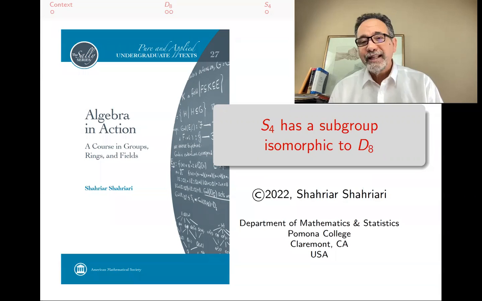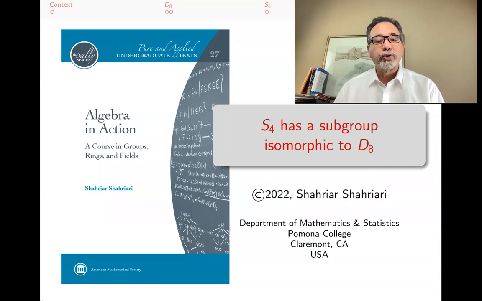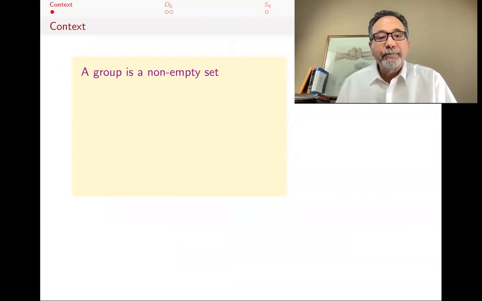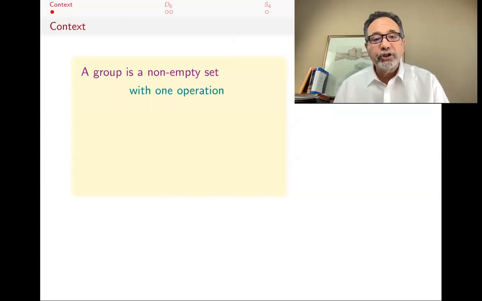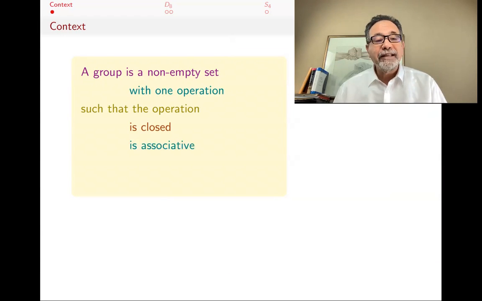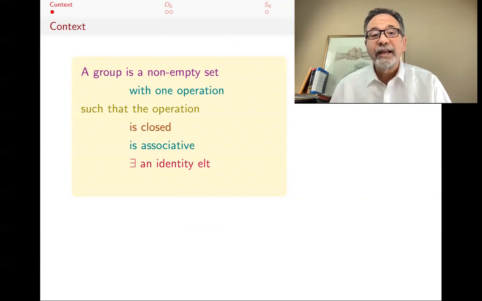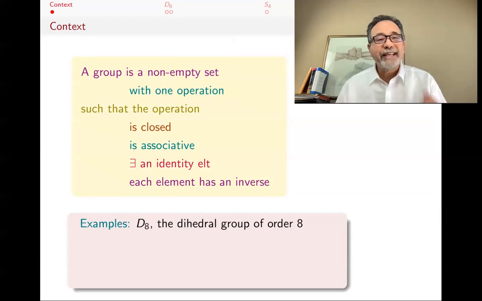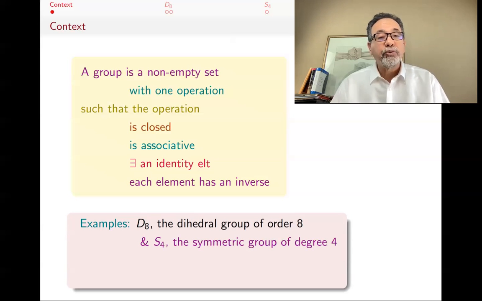The subject of this lecture is the group S4 and one of its subgroups, D8, the dihedral group of order 8. A group is a non-empty set together with an operation. This operation must be closed and associative. There is an identity element, and every element has an inverse. Examples: the dihedral group of order 8, the symmetries of a square, and S4, the symmetric group of degree 4. I will remind you what those things are.